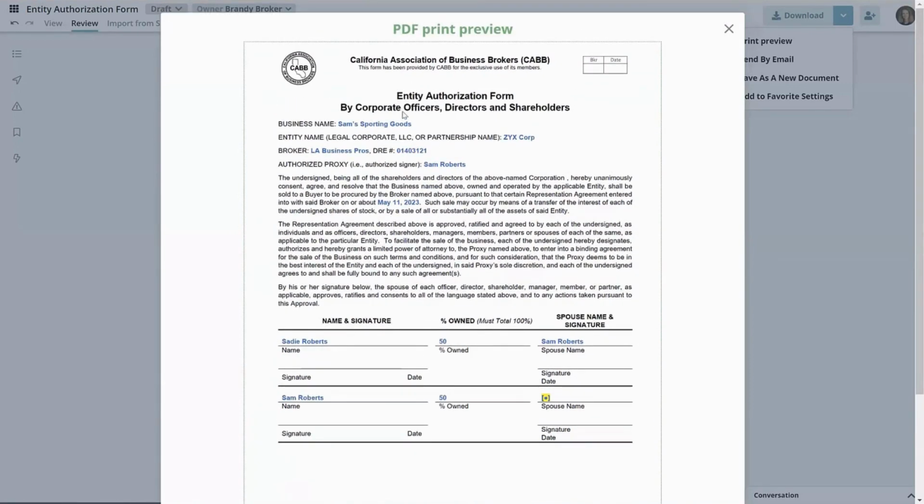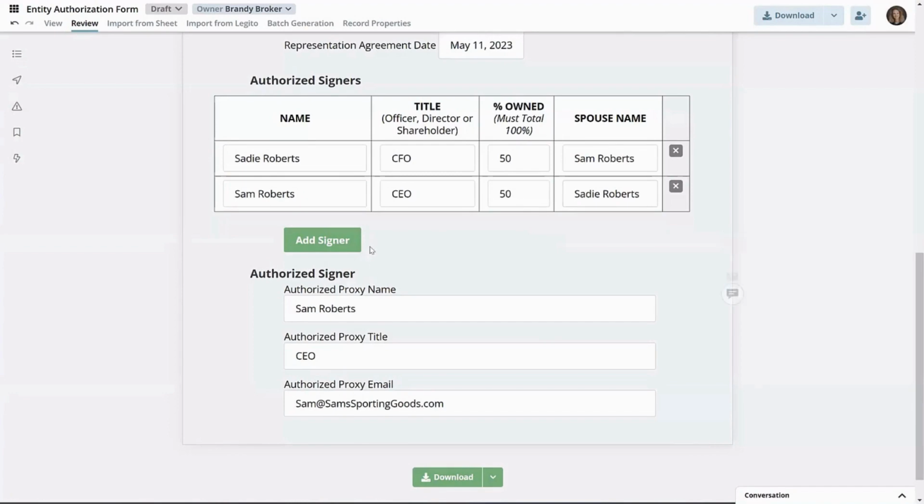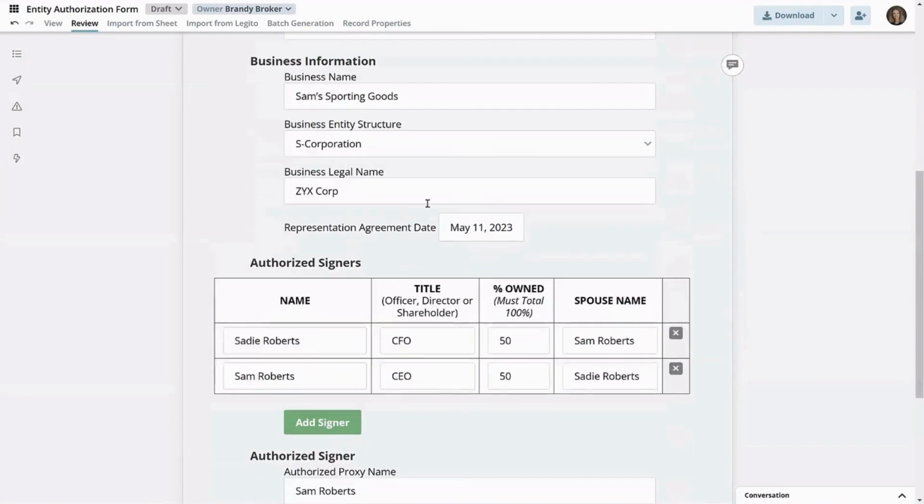Yeah, so one of the things you can see is the entity authorization form by corporate officers because it's a corporation. If it was an LLC, it would say by LLC managers, member, or LLC members, whatever. So your heading is going to change depending on the type of business entity and the business structure. But because it's a corporation, it's going to say corporation up at the top.